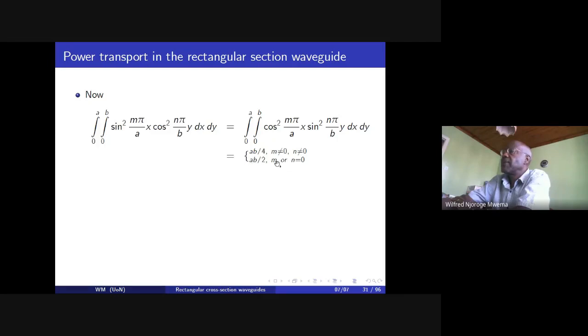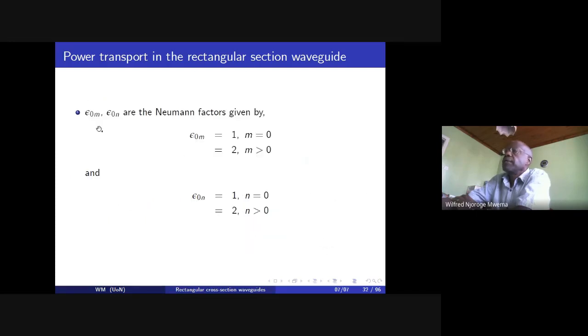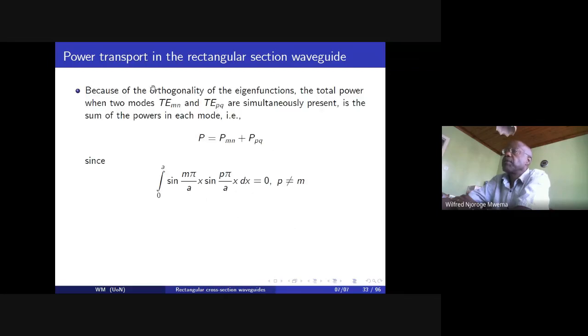And when m or n is equal to 0, we have a value of ab divided by 2. And thus, Pmn will be given by that value multiplied by epsilon naught m, epsilon naught n, divided by a by b, where the epsilon naught are related to that value there, and it will be multiplied by that kc squared that we've been dealing with. So epsilon 0m and epsilon 0n are called the Neumann factors, and they are given by epsilon 0m is 1 when m is equal to 0, and equal to 2 when m is greater than 0. And epsilon 0n is equal to 1 when n is 0, and 2 when n is greater than 0.